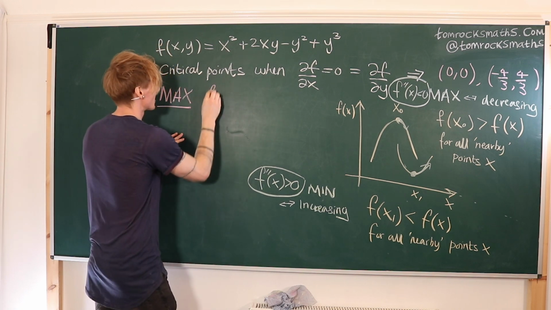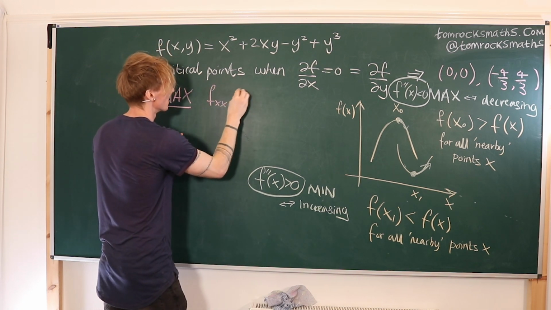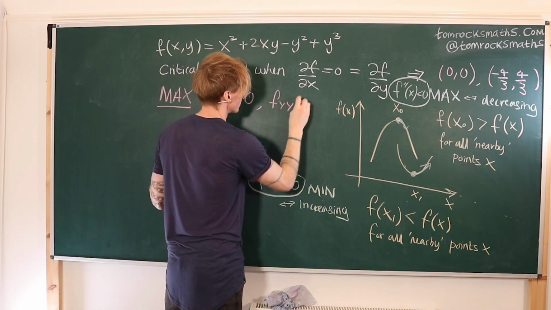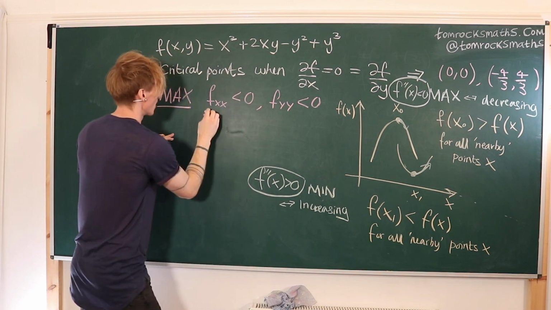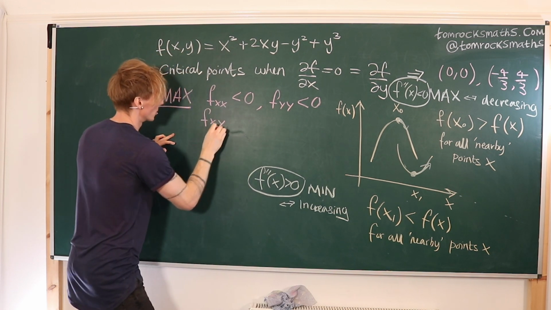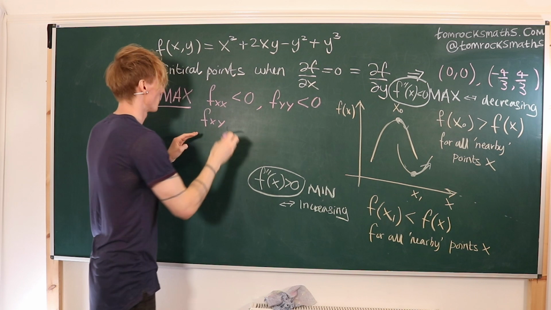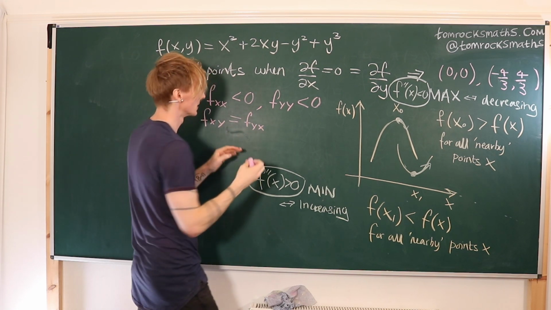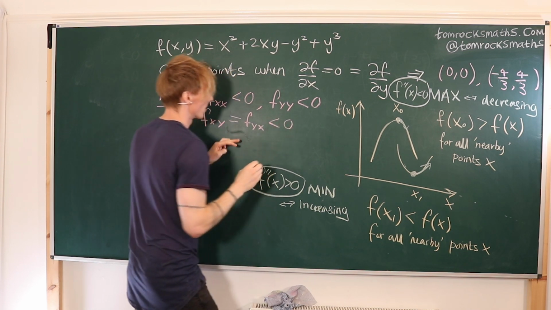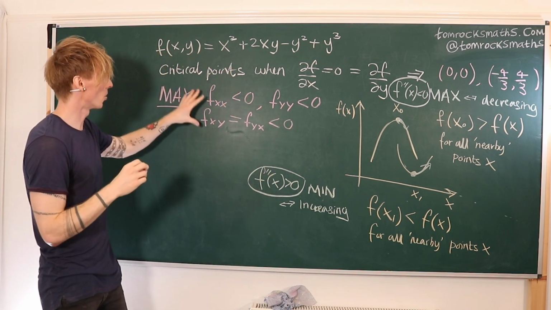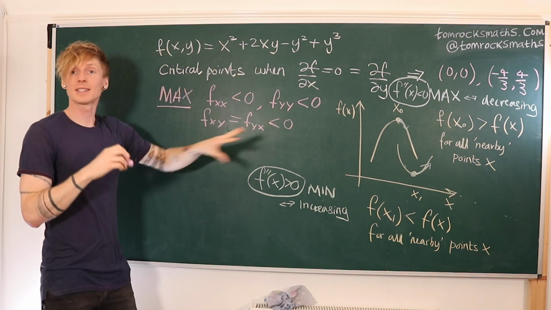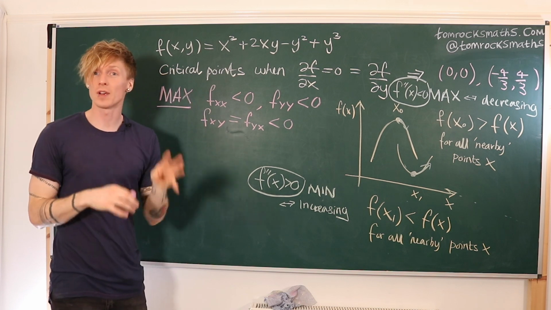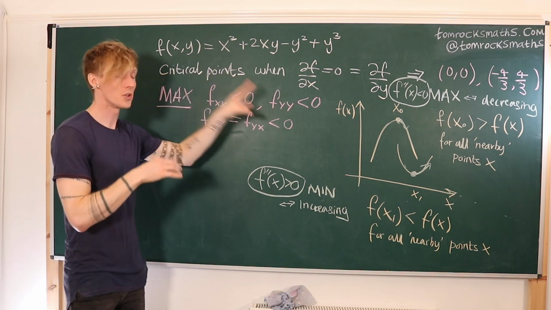So that means that fxx must be negative. We need fyy to be negative, and also the mixed partial fxy, which is equal to fyx for a continuous function, that must also be negative. So all three second order partial derivatives must be negative for the critical point in a function of two variables to be a maximum.